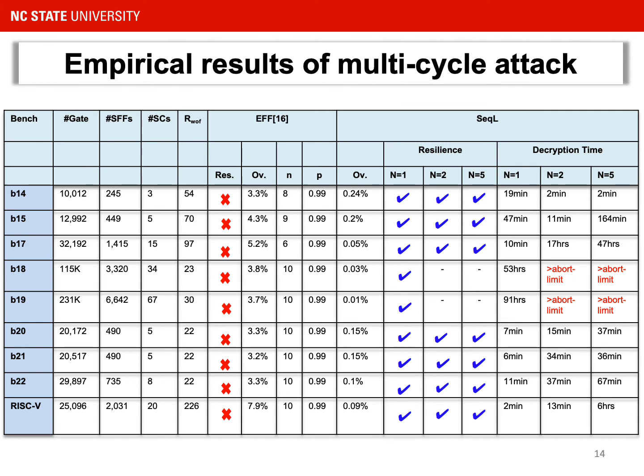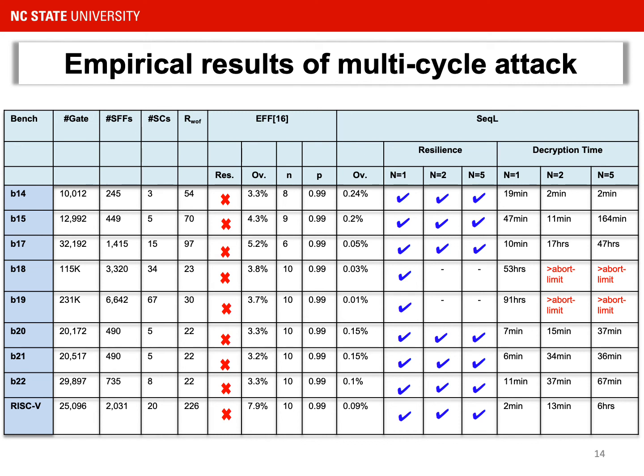The previous slide explained in theory why SeqL is resilient to multi-cycle attack. This slide provides empirical results to support the same. We consider ITC circuits whose gate count is greater than 10,000 and a RISC-V core. For smaller ITC circuits, results are available in the paper. The table shows gate counts, number of scan flip-flops, and number of scan chains for each circuit considering a full scan design. The largest circuit is B19 with greater than 200,000 gates.